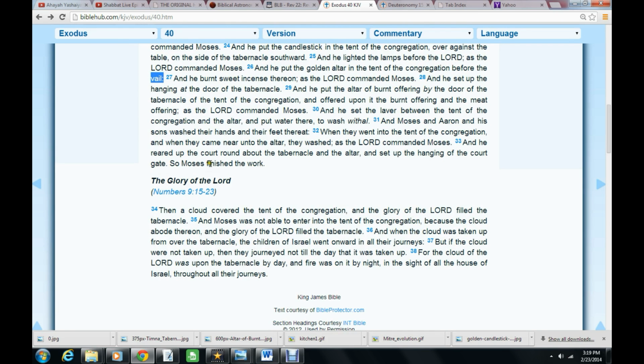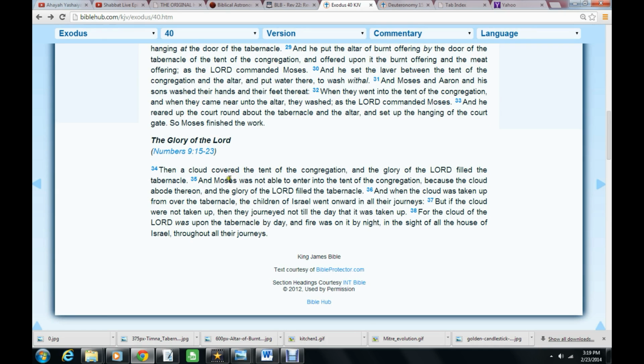And he reared up the court round about the tabernacle and the altar, and set up the hanging of the court gate, which would be the gates. So Moses finished the work. Then a cloud covered the tent of the congregation, and the glory of Ahiah filled the tabernacle. And Moses was not able to enter into the tent of the congregation, because the cloud abode thereon, and the glory of the almighty pure white light Ahiah filled the tabernacle.